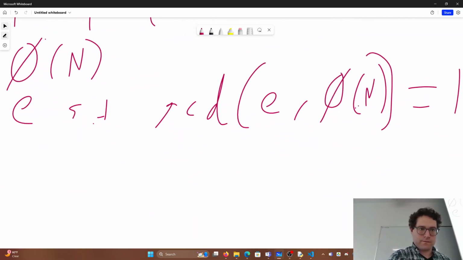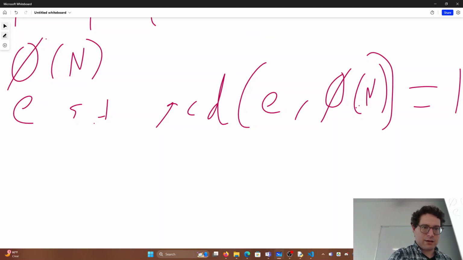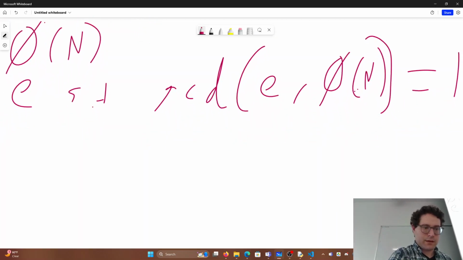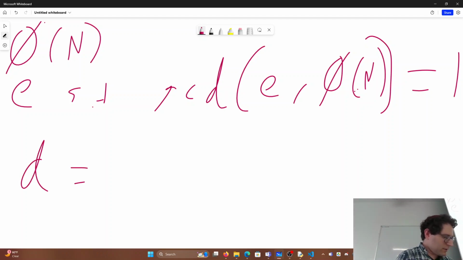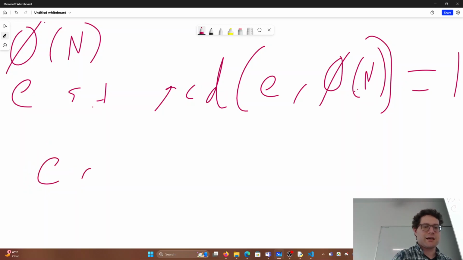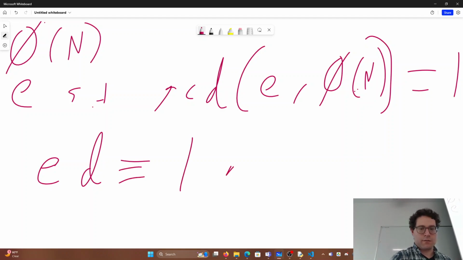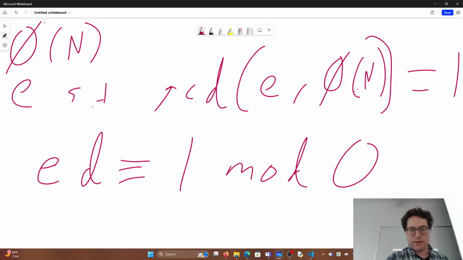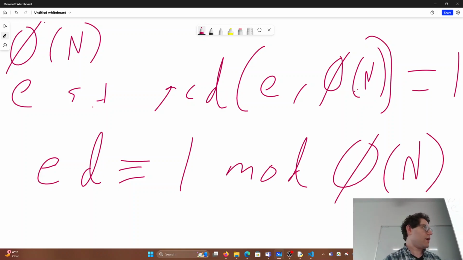Finally, what is the last thing we need? We need a private key. The private key D is the inverse of E. We need a D such that E times D is congruent to 1 mod totient of n. So that's what we need. We need a D that fulfills that equation. Basically, E times D will give me 1.